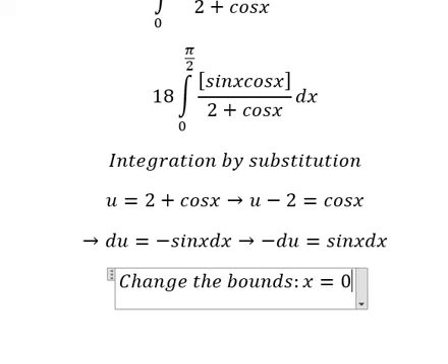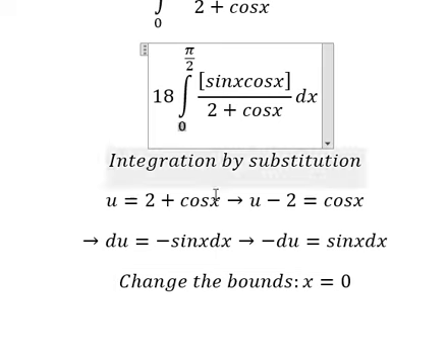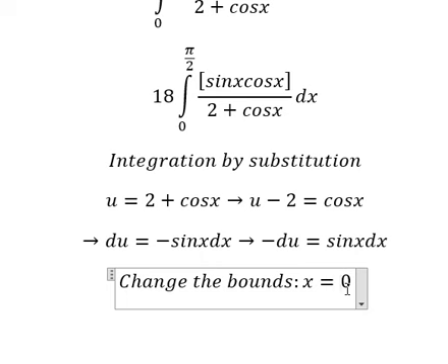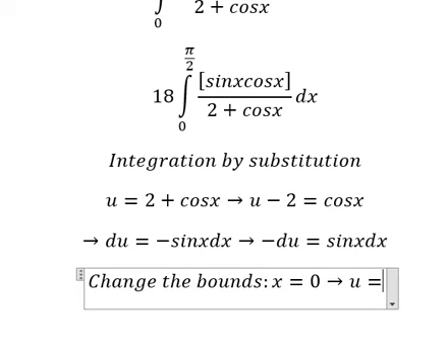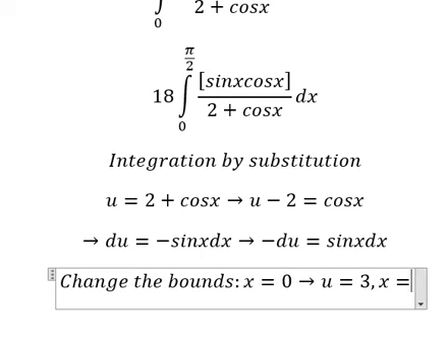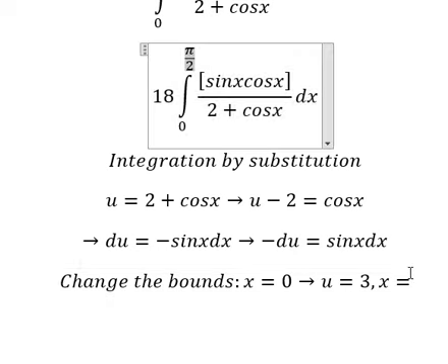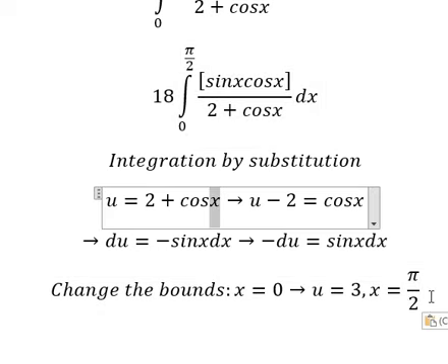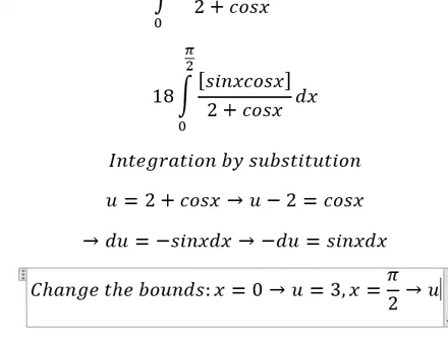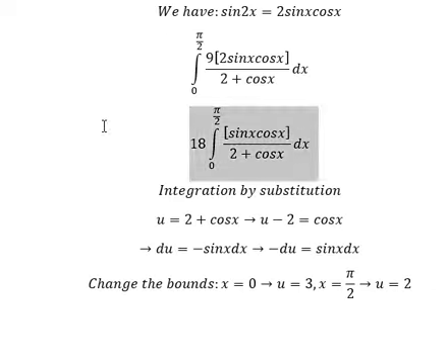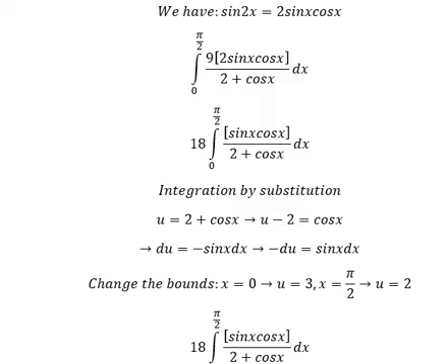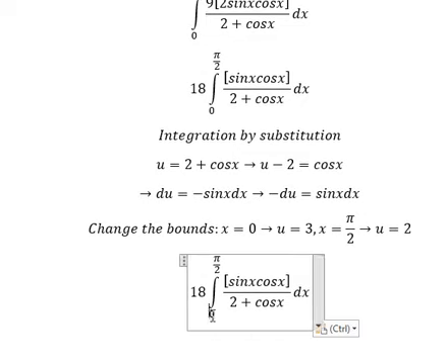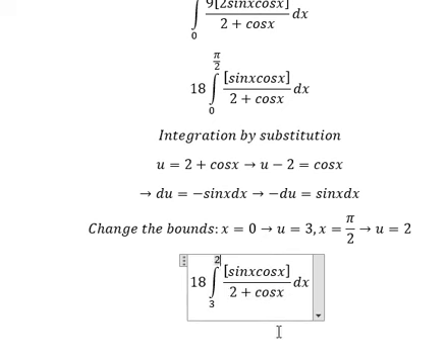When x equals to number 0, so that's it from here. Now I will put this one come here, and we can find the value of u equals to number 3 when x equals to pi over 2. So I will put pi over 2 come here, and we have u equals to number 2. So number 0 we change for number 3. Pi over 2 we change for number 2.